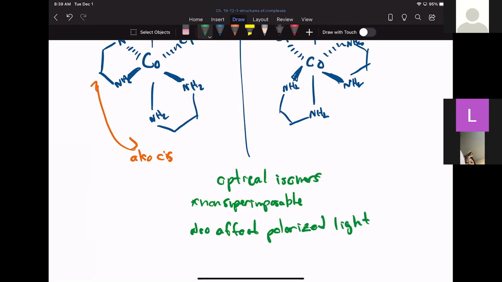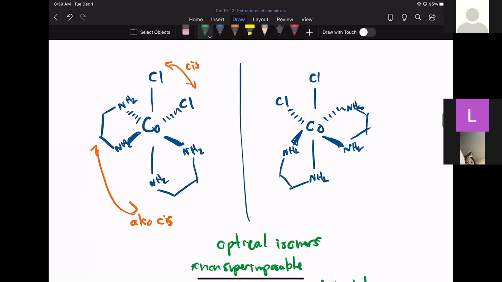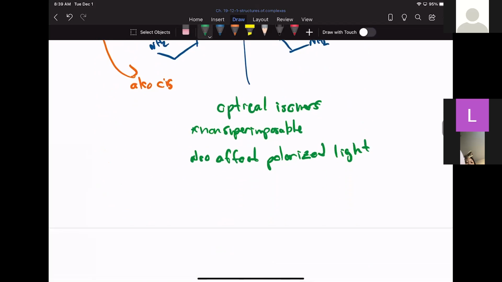So optical isomers can bend light, twist it, right? So we talk about plane polarized light. We can just imagine maybe this circle right here, right? And here's a slit here. And plane polarized light is very, very vertical. Let me see if I could draw it a little bit straighter. There we go, right?